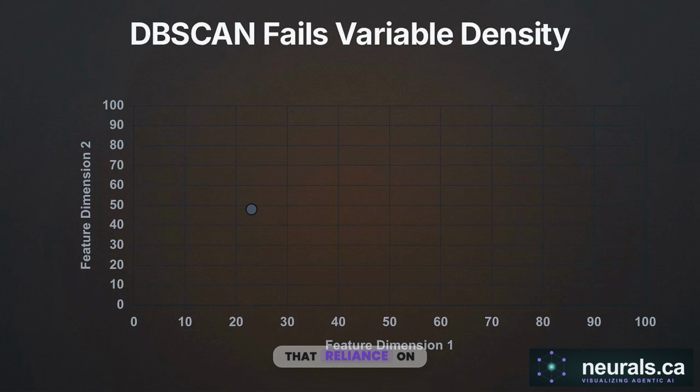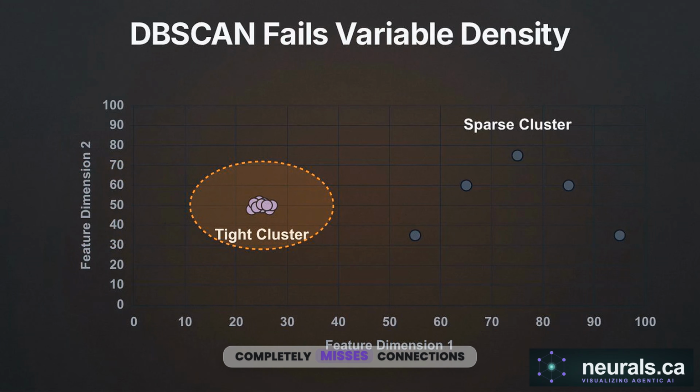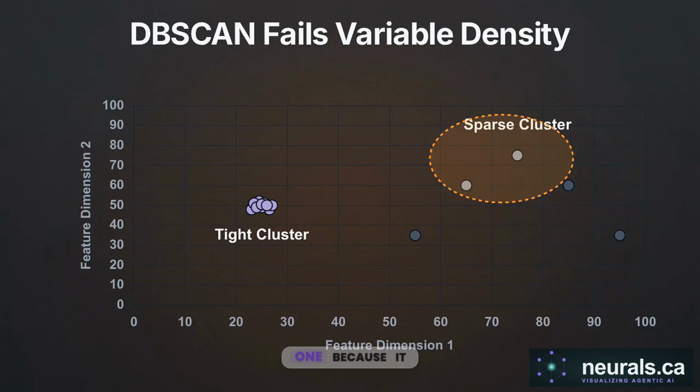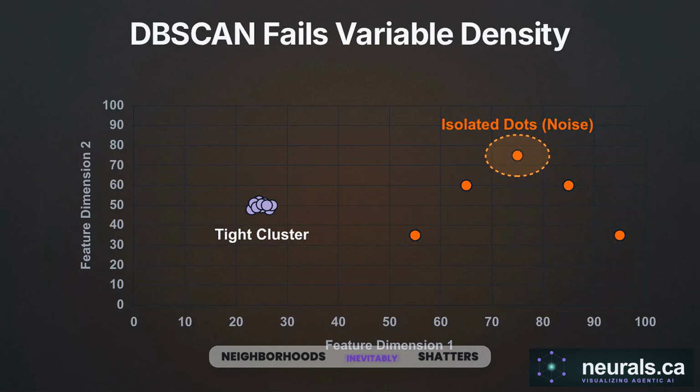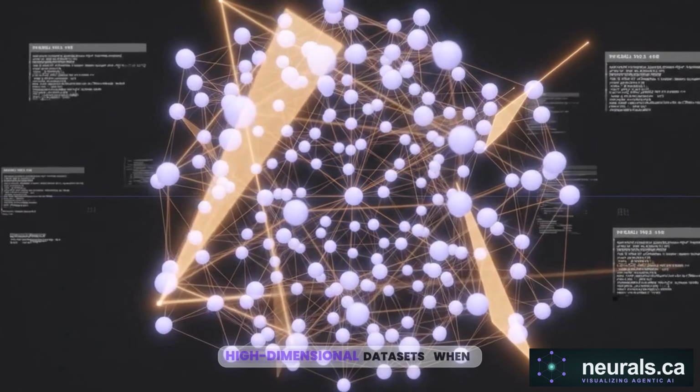But that reliance on consistent structure introduces a rigid limitation. This diagram shows an extremely tight cluster next to a loosely packed one. When applying a single density radius across the entire set, it perfectly maps the dense group, but completely misses connections in the sparse one. Because it requires a fixed minimum of points, optimizing for dense neighborhoods inevitably shatters the sparse ones into isolated dots. The second failure state occurs in high-dimensional datasets.